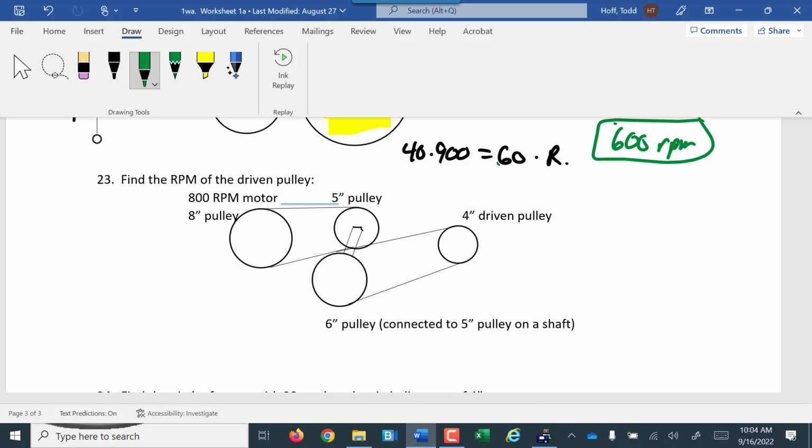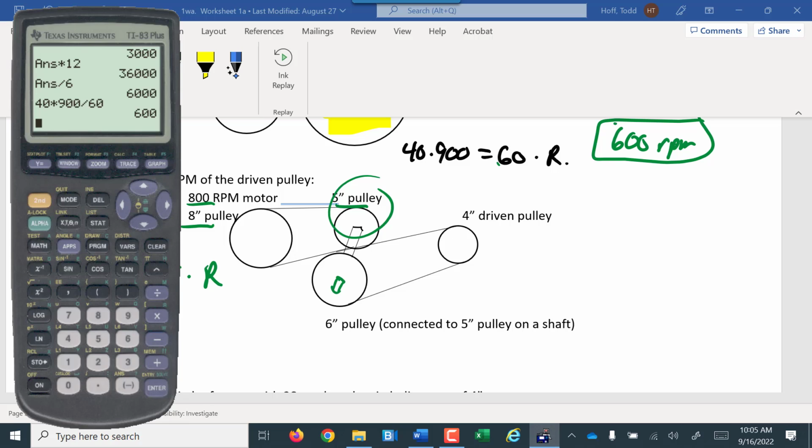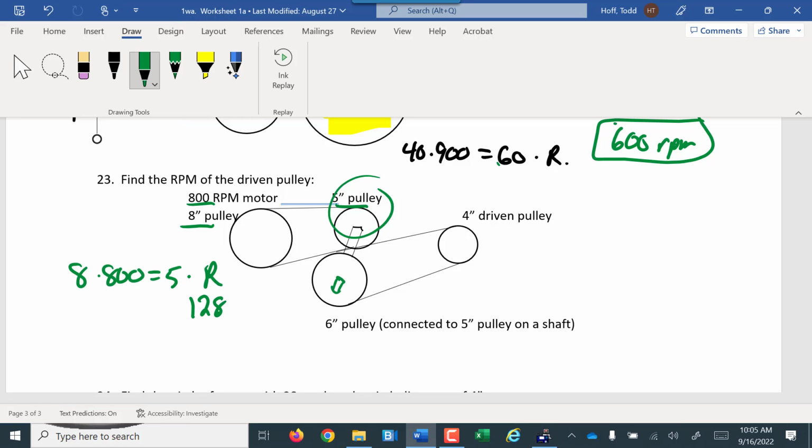So here we do have to consider that center connection. That is 2 pulleys on a shaft. My artwork really sucks there, but hopefully you guys are able to get the picture. So we find the RPM of this middle pulley. We have an 8-inch pulley times 800 RPM equals 5-inch times whatever that RPM is. So where do we start? 8 times 800 and then divide by 5. So we get 1,280 RPM there.